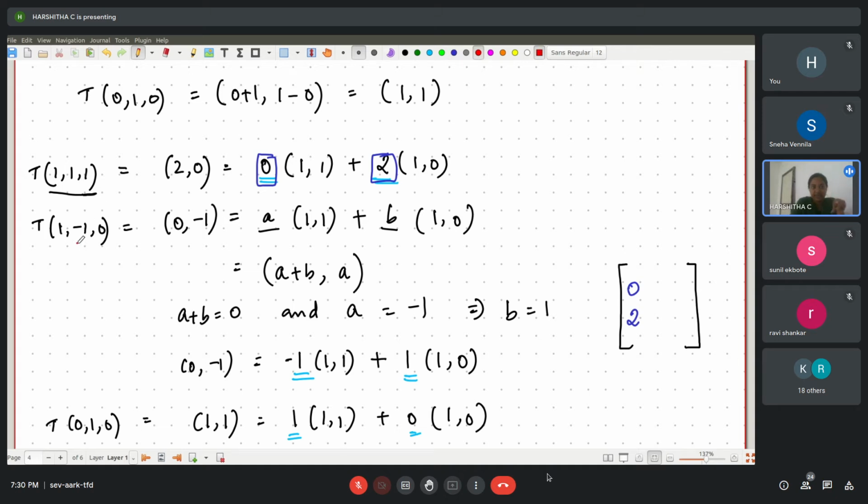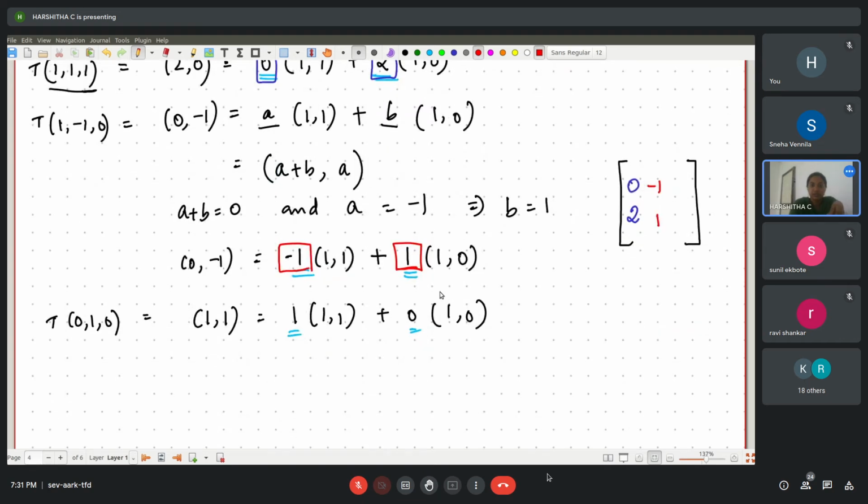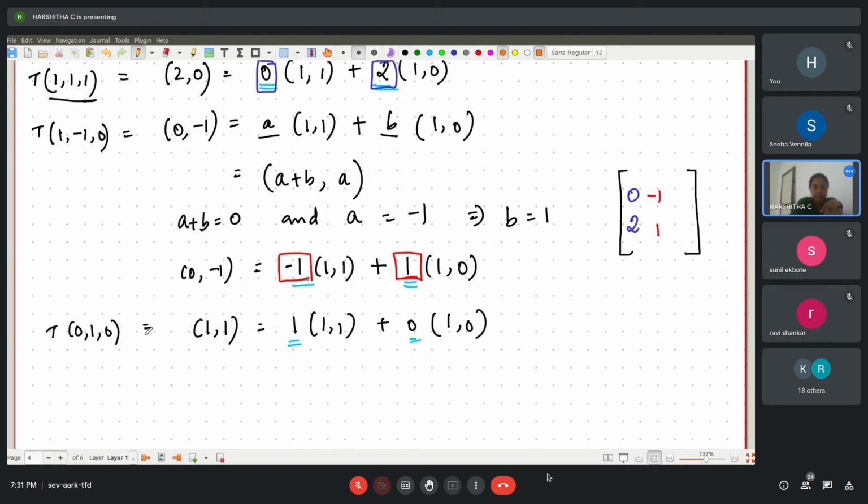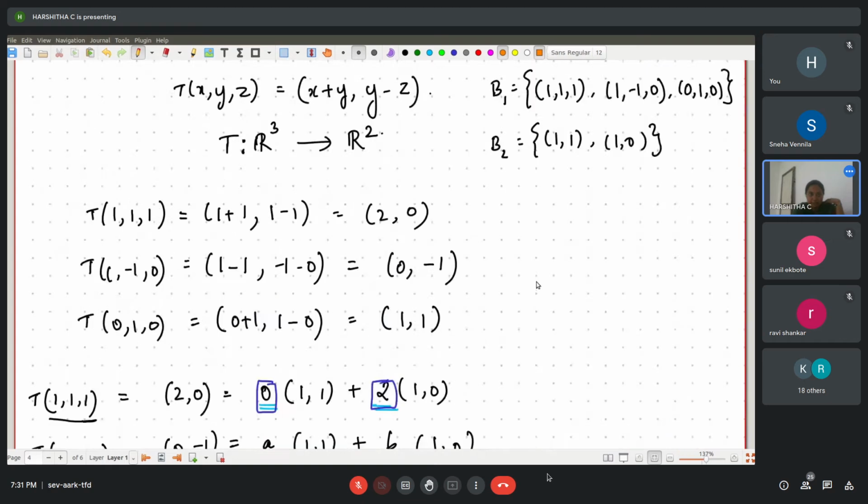Next you do the same thing. Take the second basis vector, find T of that, write it as a linear combination of the basis of the codomain. Whatever coefficients you get, write it as your second column. Minus 1, 1, and the same thing for your third basis vector. So the coefficients constitute your third column, right? So this is the matrix of the transformation with respect to the basis.